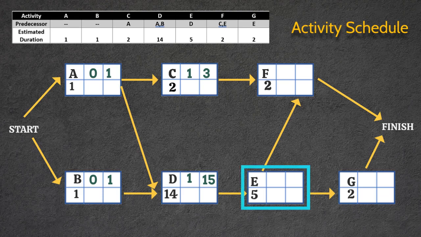Activity E has only one predecessor, which is D. So the earliest start time for E will be 15. Then to calculate the earliest finish time, we will add 5 to 15. That will give us an earliest finish time of 20.